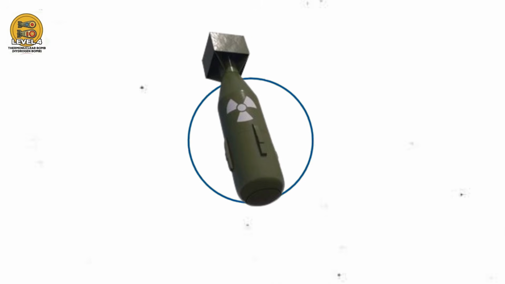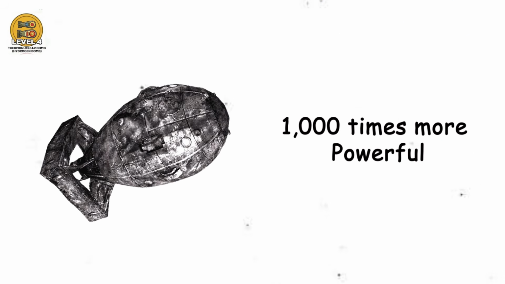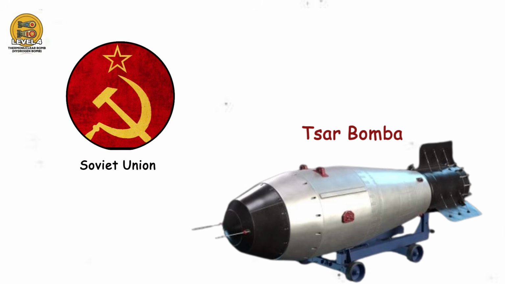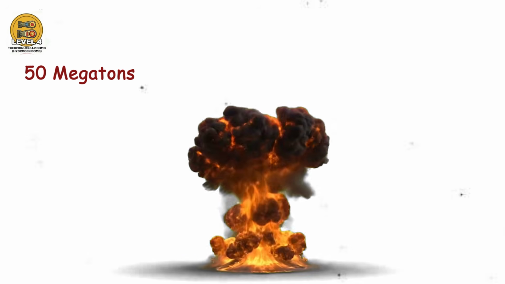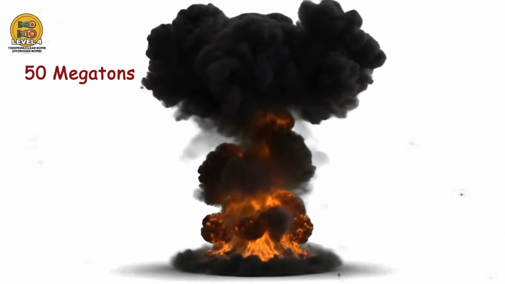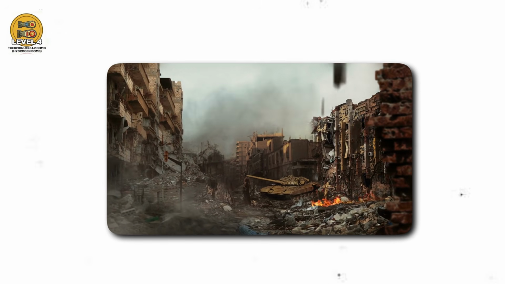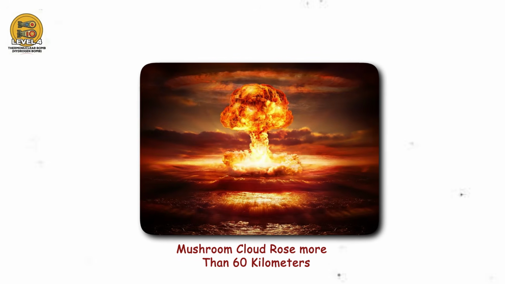For comparison, the Hiroshima bomb had a yield of about 15 kilotons. Some thermonuclear weapons are more than 1,000 times more powerful than that. One of the most famous examples is the Tsar Bomba, tested by the Soviet Union in 1961. With a yield of about 50 megatons, it remains the most powerful nuclear explosion ever created by humans. The blast was so powerful that windows shattered hundreds of kilometers away, and the mushroom cloud rose more than 60 kilometers into the atmosphere.